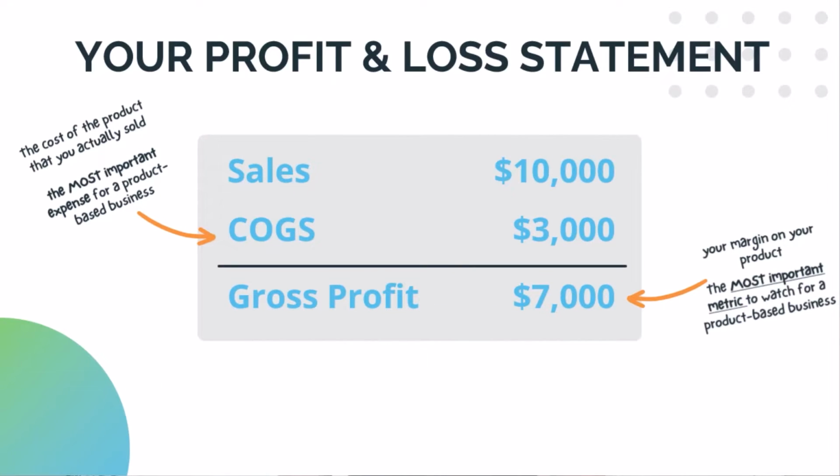Well, cost of goods sold is the cost of the product that you actually sold. This is the top part of your profit and loss statement if it has been set up correctly. You have sales, which is pretty self-explanatory. It's whatever you've sold. And underneath that is an important expense category called cost of goods sold. So sales minus cost of goods sold gives you your gross profit. This is really your margin on your product.